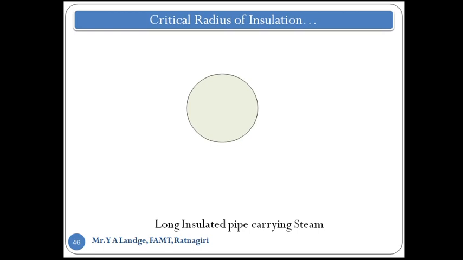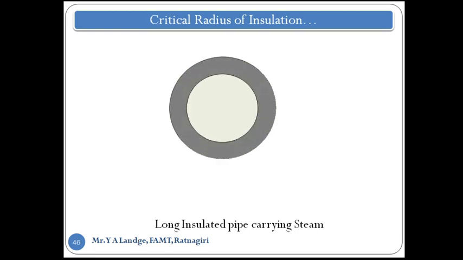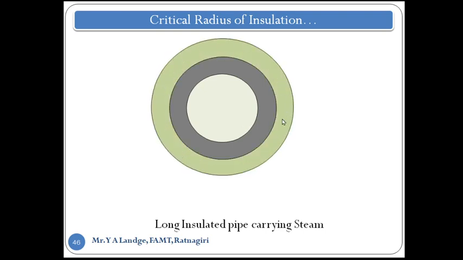Consider a pipe in which steam is carried. On this pipe the insulation material is put. Let R2 be the outer radius of the pipe, R1 the inner radius of the pipe, and R3 the outer radius of the insulating material. T1 is the inner temperature of the steam, and T2 is the surrounding temperature.